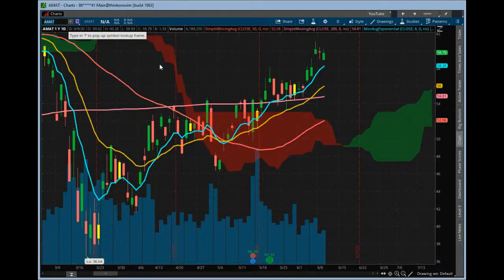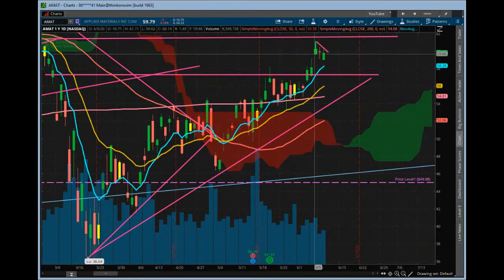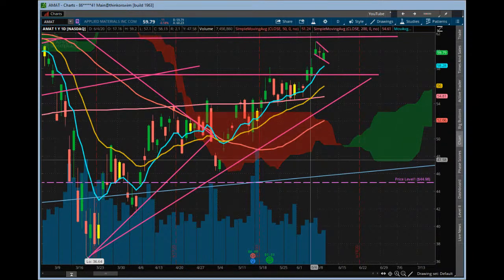AMAT hanging in there, right? So it's still above the 8 day. This might be forming kind of a mini flag right here. So let's see if that could hold here. It is above its upward trend line. So generally bullish until proven otherwise on that one. And then next you got Cody.